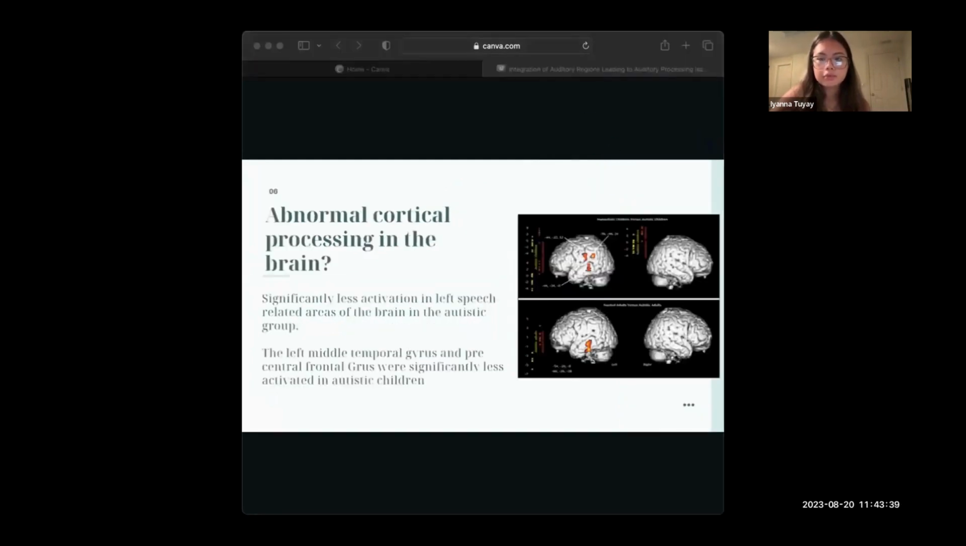And then in abnormal cortical processing in the brain, in a similar review, Boddaert and colleagues investigated whether abnormal cortical processing was also prevalent in children with autism, as less activation of left speech-related temporal areas in adults with autism is. Researchers ran a positron emission tomography auditory activation study in children with autism using speech-like stimuli and found that between the autistic and control group, there was significantly less activation in left speech-related areas of the brain in the autistic group. And the image to our right shows abnormal activation of left speech-related brain areas, with the left middle temporal gyrus and precentral frontal gyrus being significantly less activated in autistic children.